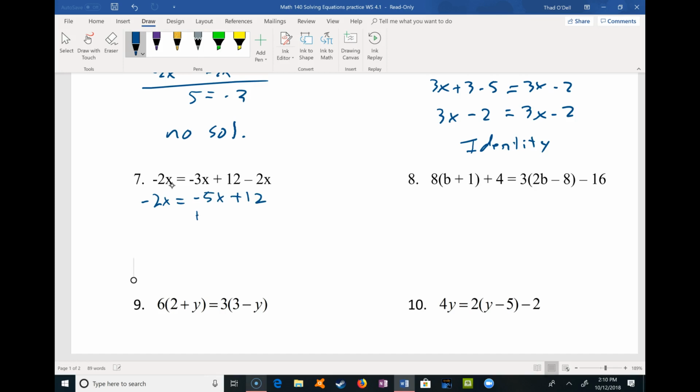So this time, when I add 5x to both sides, I'm trying to get the x's together, right? I get 3x is equal to 12. This is going to have a solution. If I divide both sides by 3, I get x is equal to 4. And that is my solution.